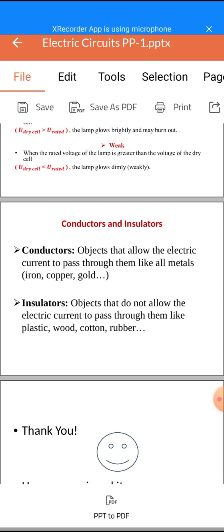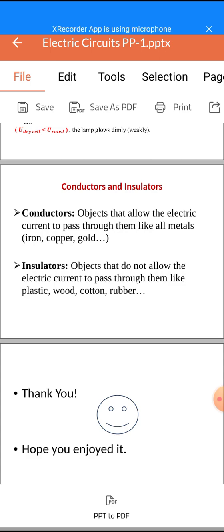What's the difference between conductors and insulators? Conductors are objects that allow the electric current to pass through them, like all metals: iron, copper, gold, etc. While insulators, unlike the conductors, do not allow the electric current to pass through them, like plastic, wood, cotton, rubber, etc.